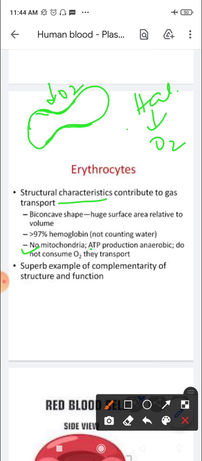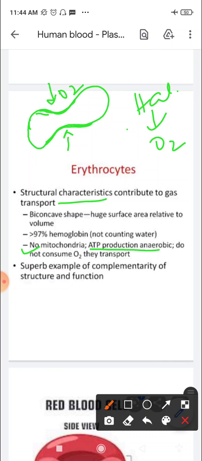So ATP production is anaerobic, that means energy is produced, but oxygen is not utilized for that, right? So the oxygen that the hemoglobin is able to carry, it carries the full amount of oxygen, because no molecule of oxygen is used for ATP production here, right? So the concave surface of the mammalian RBC is helpful in increasing the surface area.